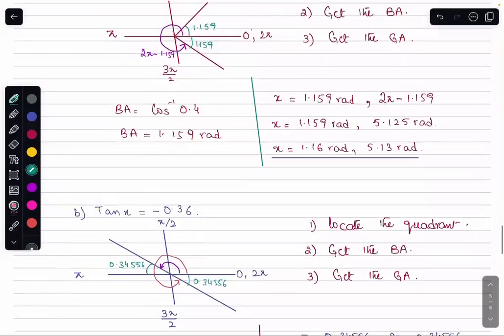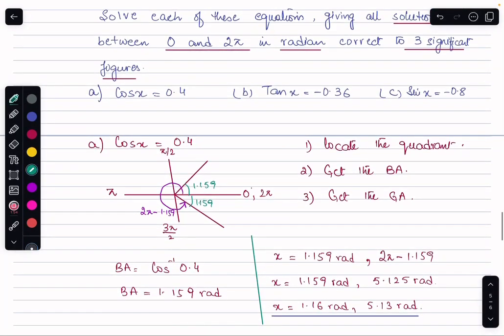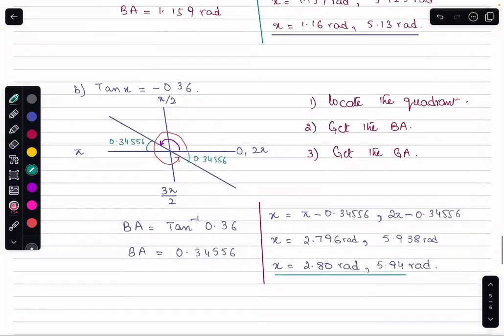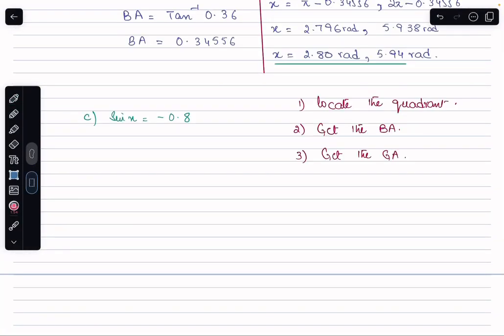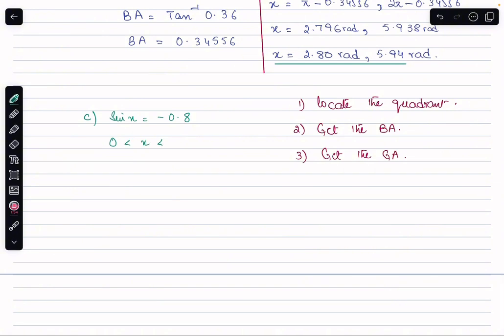Let's do the last question, which is for sine of x equals negative 0.8. Solve for sine of x, which equals negative 0.8, and the question has already said that our x values need to be between 0 radian and 2 pi radian.